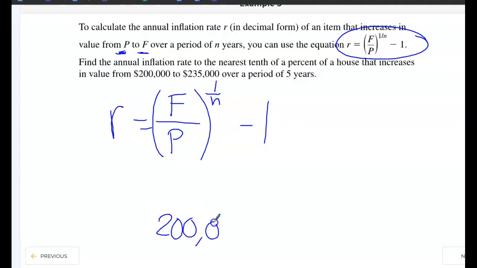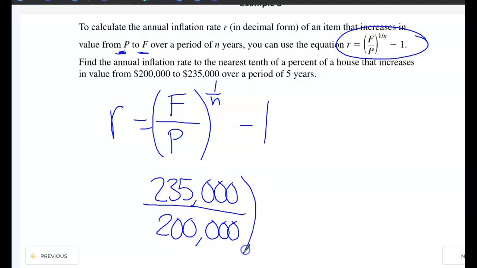So P is 200,000, and F is 235,000. And then N is 5, so the exponent is 1/5, because N represents years. And then I subtract 1. So when you take this divided by this, what do you get? I got 1.175. Does everybody agree with that?